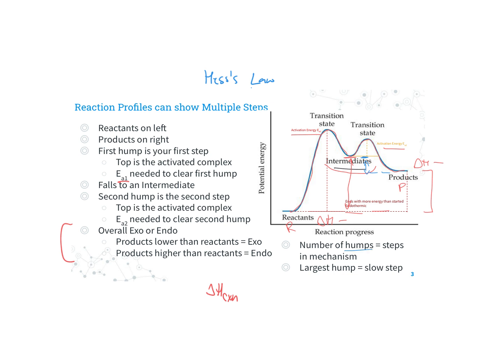Generally, the number of humps that we see is the number of steps in the mechanism, and the largest one is the slow step. So in this case, step 1 equals the slow step, because that is the highest amount of energy required to actually start the reaction, whereas step 2 is the fast step, and we can actually see this visually. We need a lot of energy to get to the intermediate, but as soon as you get there, you basically don't need anything to get all the way to your products.